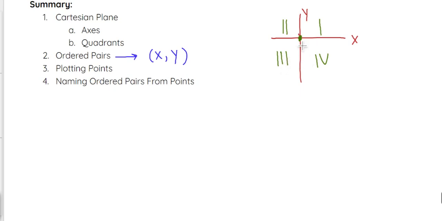Basically, you're doing the same thing. You're figuring out from the origin, did I go right, then down? Did I go right, then up? Did I go left, then up? Left, then down? Where did I go to get to that point? And that's going to help you name it x, y. X always goes first, and your y coordinate always goes second.